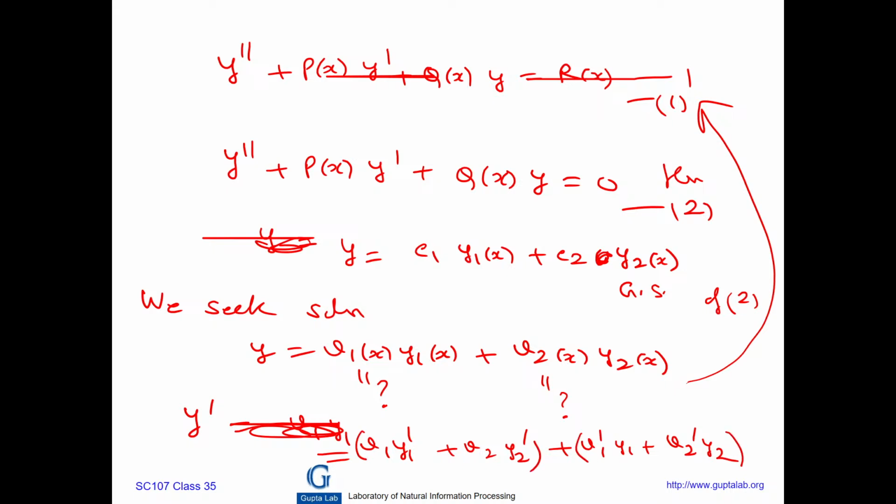Now can anyone tell me what should I do? If I put this expression into this and I compute y double prime also, will I be able to solve? Is there a method? How do we solve for v1 and v2? Any idea in the class? How do we solve for v1 and v2? v1 v2 is not known. I don't know what is the value of v1 v2, right? So essentially, since v1 v2 are two unknowns, I should have at least two equations, right? But here there is only one equation. So what should we do?